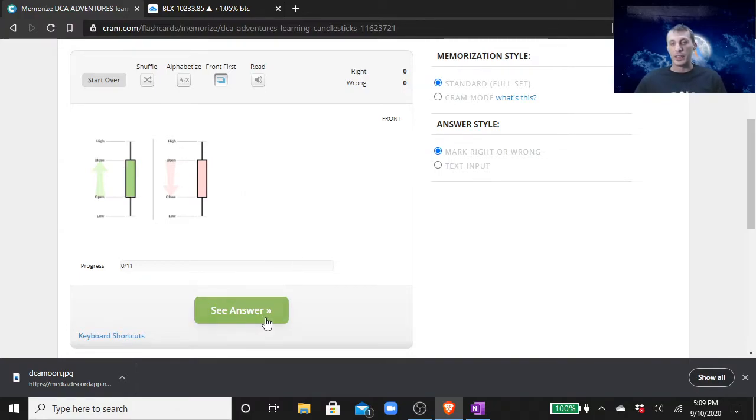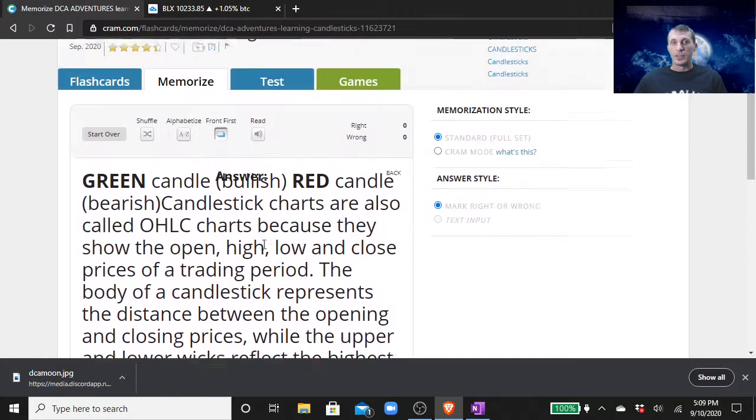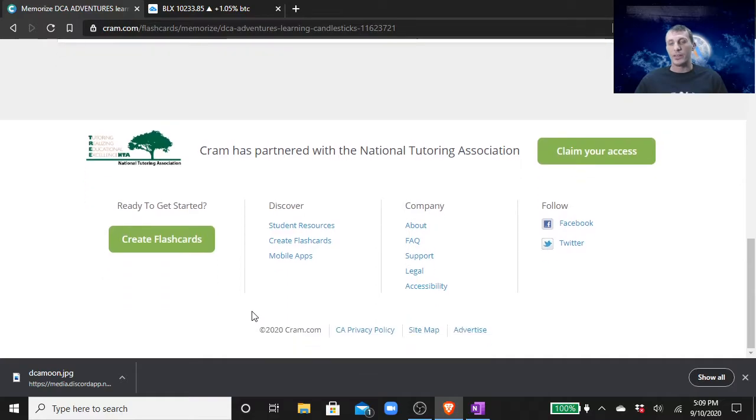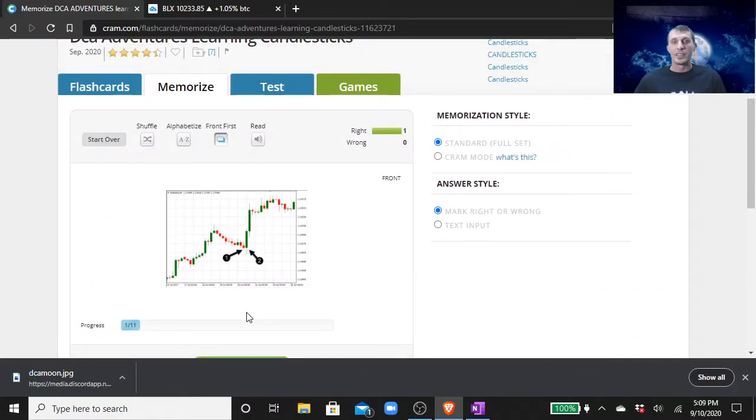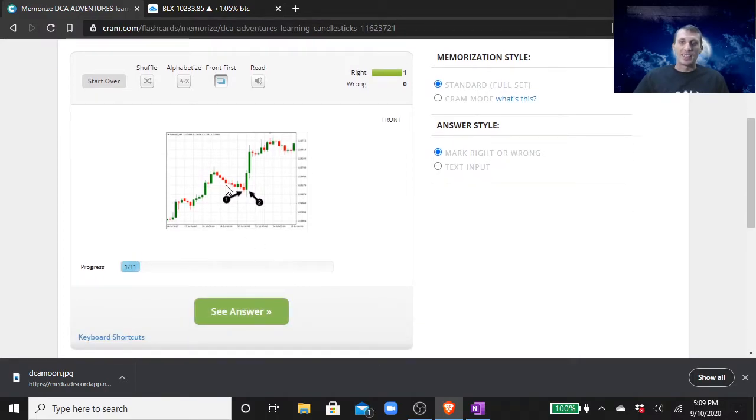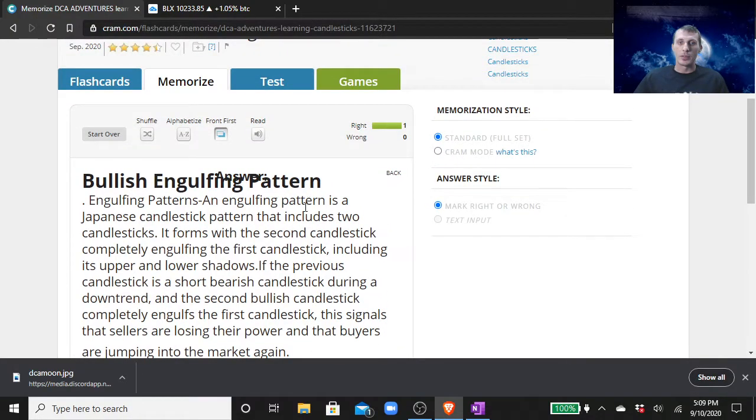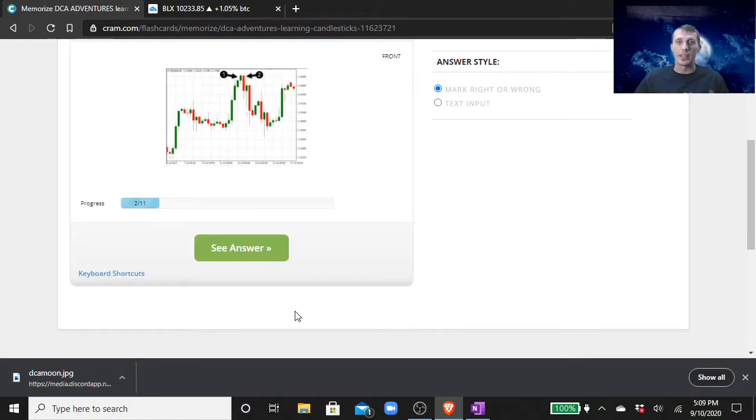And same with over here. And then obviously you'll click it. You'll read the definition. If you got it right, you're going to click got it right. Now, guys, yes, you can go in and click you got it right every time, whether you did or not. That's up to you if you are going to take it seriously or not. Like this here is bullish engulfing. Yep, see, I was right. Bullish engulfing pattern. So you'd click I got it right.